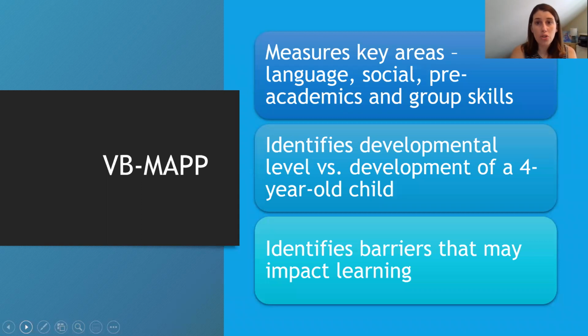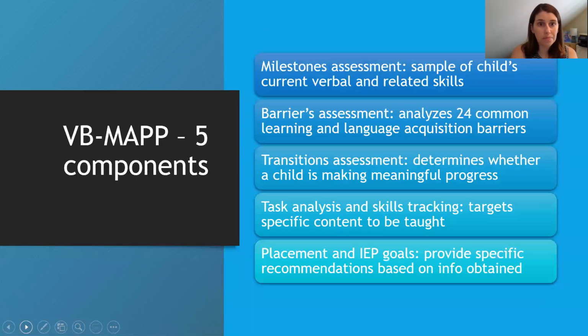The VB Map measures key areas: language, social, pre-academics, and group skills. It identifies developmental levels versus development of a 4-year-old child. It identifies barriers that may impact learning. The VB Map has 5 components.